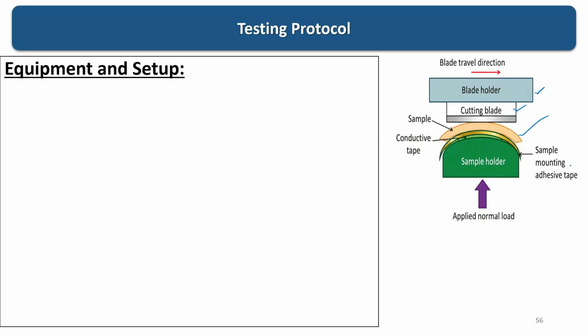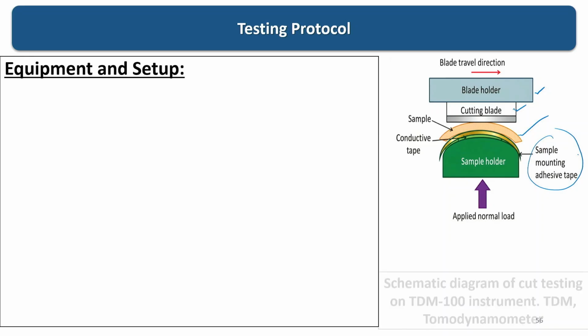And sample mounting adhesive tapes are there. This is the sample mounting and here is the sample. So, sample mounting adhesive tapes are used, both side adhesive. That is placed first on the sample holder, then over that the conductive plate and specimens are used.